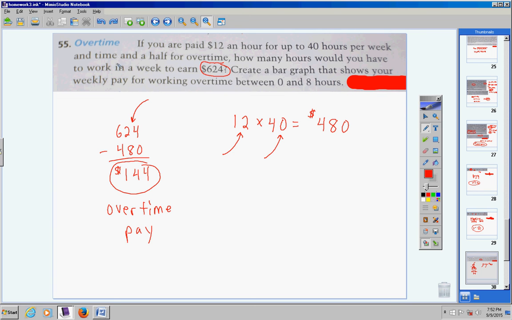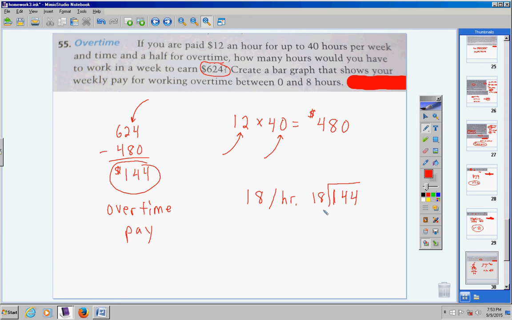So time and a half means you take your hourly wage, divide by 2, cut it in half, and you get 6, then add that back in. 12 plus 6 is 18 bucks. So for your overtime pay, you're making a lot more. You're making 18 bucks per hour. Okay, now, how much money do you want to make? $144, correct? So you know that every hour is $18. Let's divide our hours up into 18 hours, and let's see how many hours I have to work.